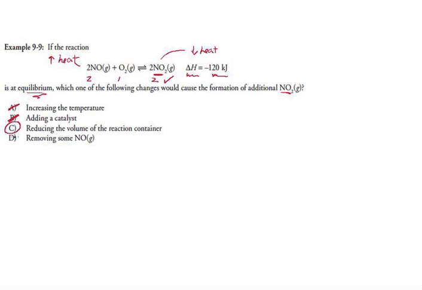Just to be thorough, let's check D, removing some NO. No. If I remove NO, then the system's going to rush to replace it. But that's not necessarily going to do anything to this side of the equation. If anything, that's going to cause this side of the equation to suffer. So C is, in fact, my answer here.